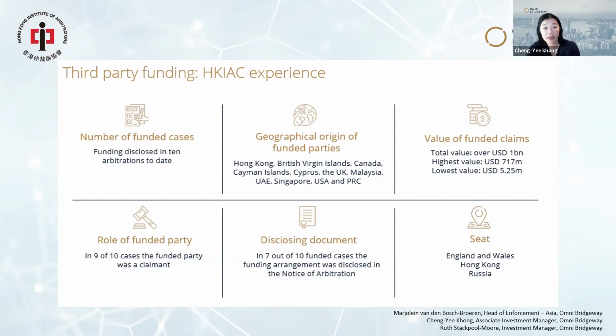One trend seems to be that the funded claims are quite high in value. The largest claim is upwards of $700 million US. In the vast majority of cases, funded parties are acting as claimants. And in the one case where the claimant isn't being funded, the respondent was funded at a later stage in the proceedings when it launched a significant counterclaim. Disclosure of third-party funding was made by claimants mostly in the notices of arbitration. So funding was secured before the arbitrations commenced. And the cases are mainly seated in Hong Kong, but there's also a few in England and in Russia.